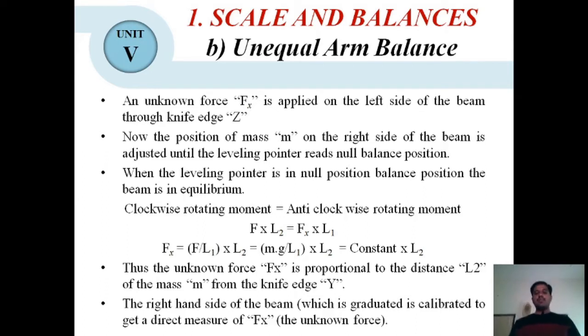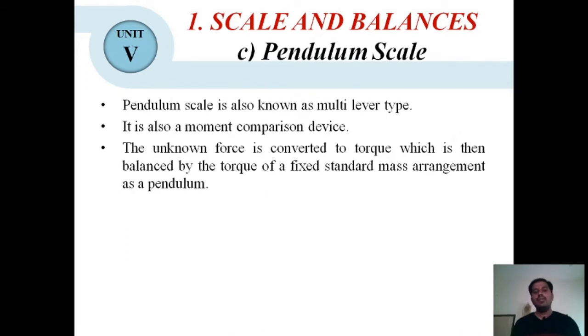The right hand side of the beam is graduated, or calibrated, to get the direct measure of Fx. The position of the mass on the right side of the beam directly gives us the value of the force, so the scale is calibrated in terms of forces. And the third one in our scales and balances is the pendulum scale, which is also known as the multi-lever type.